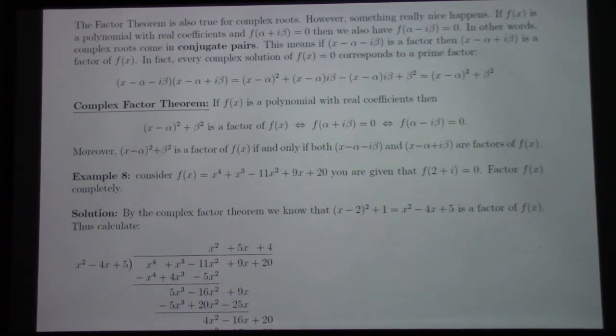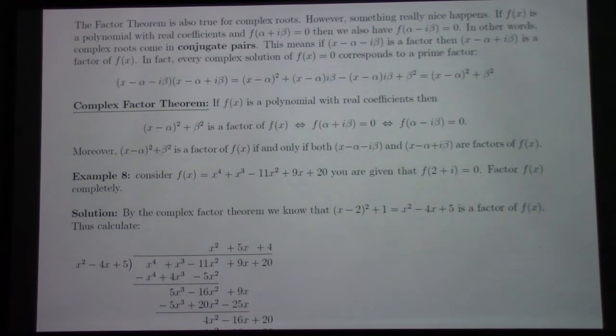Here's an example. You have x to the 4th plus x cubed minus 11x squared plus 9x plus 20. You're given that f of 2 plus i is 0, factor f of x. Okay, so by the complex factor theorem, we know that x minus 2 squared plus 1. So here my alpha is equal to 2, my beta is equal to 1. All right, so I got x minus alpha squared plus beta squared here, which when you square it out is x squared minus 4x plus 5.